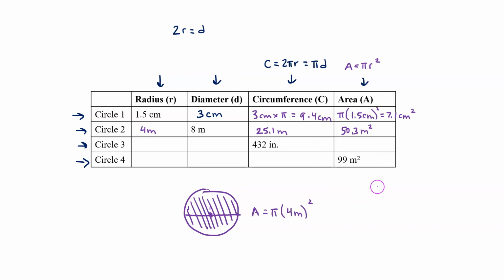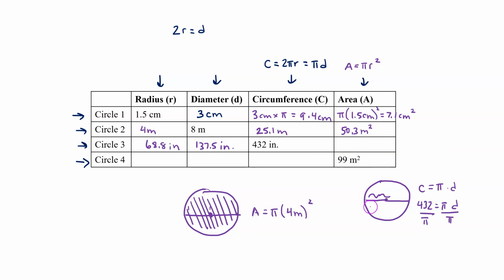All right, our third circle, we are given the circumference. So we're given this distance here around the circle of 432 inches. We know that circumference is pi times diameter. So if we divide 432 by pi, we'd be left with just diameter. And when you do 432 divided by pi, you get 137.5 inches. So we went from the circumference to the diameter. And then if you want to go from diameter to just the radius, we're going to take the diameter and divide it in half. And when I round that to one decimal place, I get 68.8 inches.